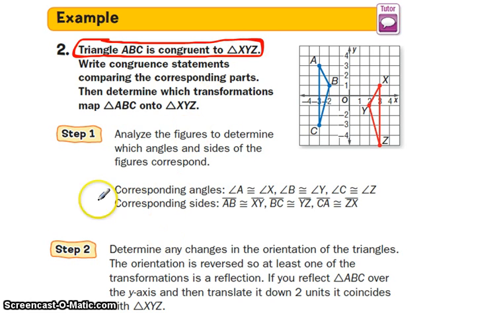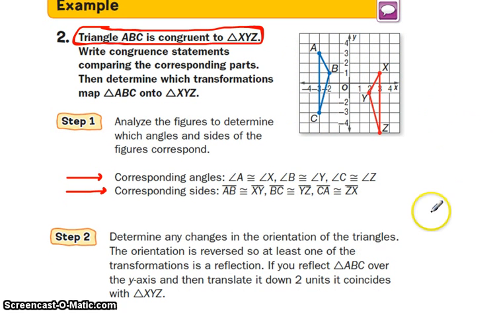Okay? So what they want you to do in your got it problem, they're going to ask you to write congruent statements. One for the corresponding angles, one for your corresponding sides. Okay? And then they're going to ask you to determine which transformations map triangle ABC onto triangle XYZ. This is kind of going back to lesson 1. What do you have to do in order to get this one mapped onto this one?